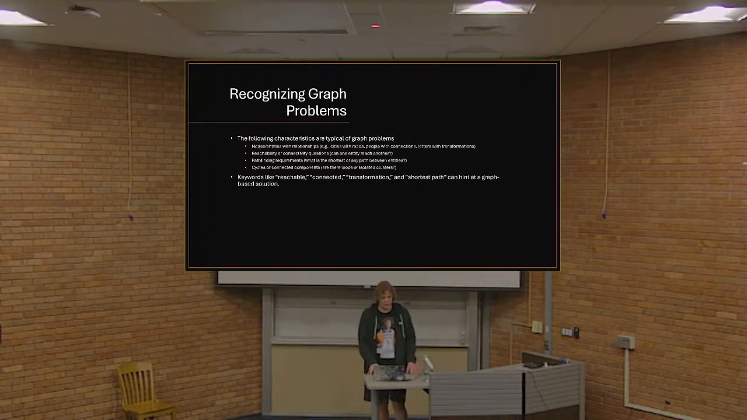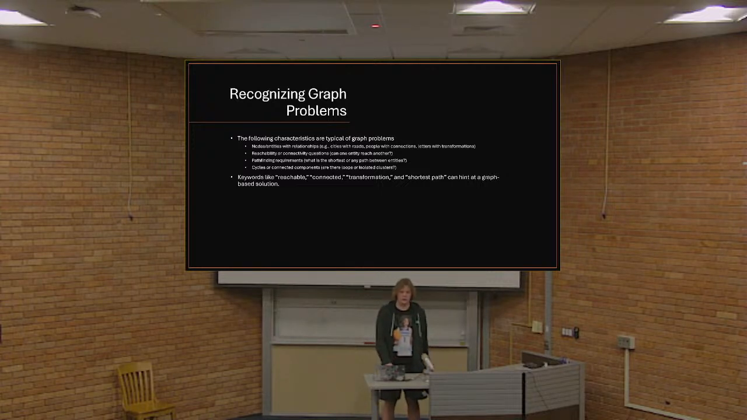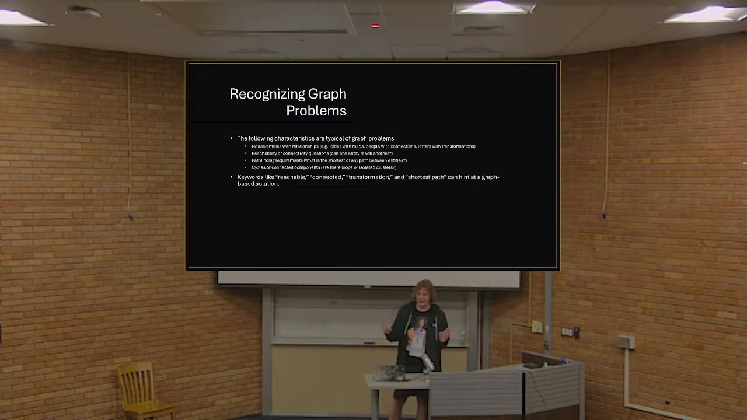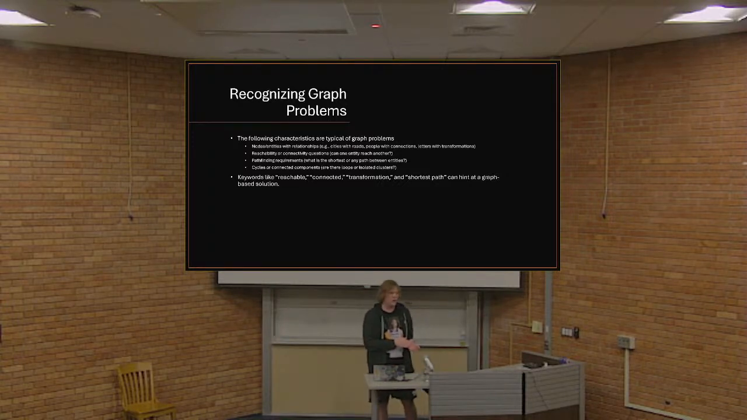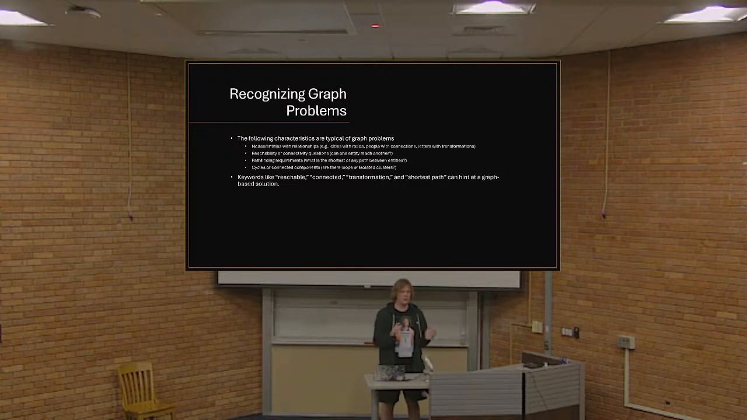Another characteristic would be whether there's a path finding question that you're being asked. What is the shortest path between two entities? And then also cycles is going to be another common one they're going to ask about. Are there loops or are there isolated clusters of nodes? So keywords like reachable, connected, transformation, and shortest path are all going to be, it's not necessarily a rule, but most of these are going to be pointing you towards a graph theory solution for your problem.